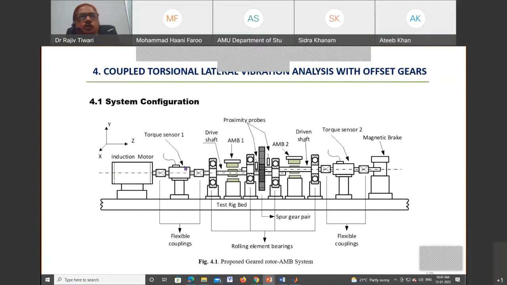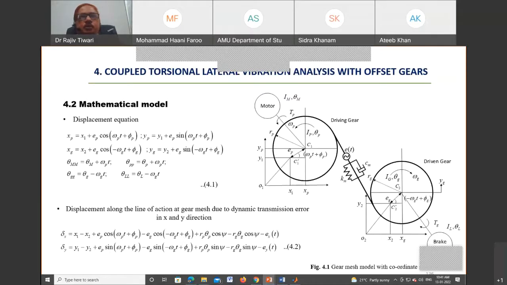So there is an induction motor, a torque sensor here, and then the rolling element bearing, then the gear, one gear and the second gear. There are two shafts parallel to each other. Each shaft is supported by two conventional bearings, and one magnetic bearing was there to control its vibration. At the beginning and the end there were torque sensors, and at the far end there was a magnetic brake, so that we can apply some resistive torque so that the gears have loading. A mathematical model of this system was there.